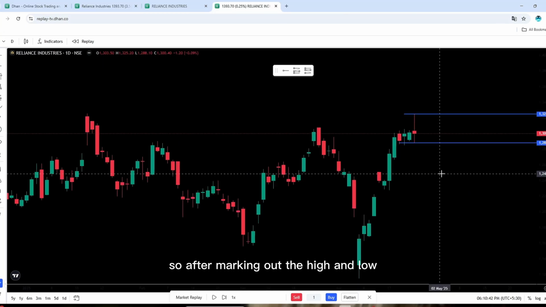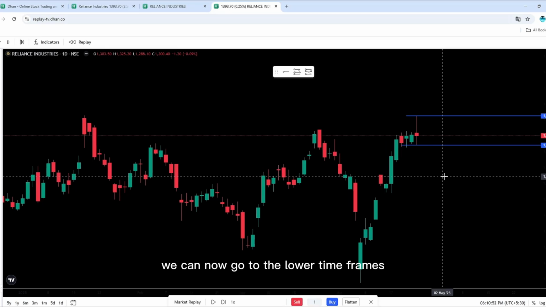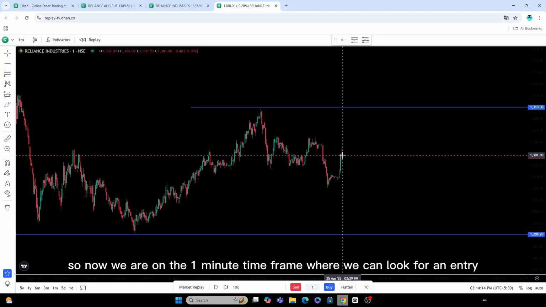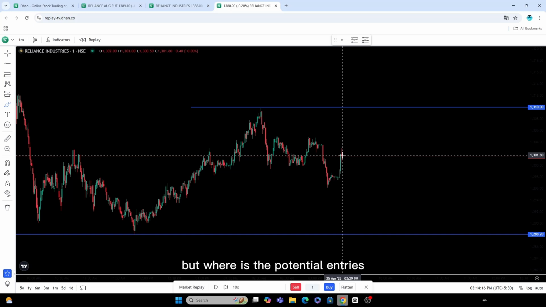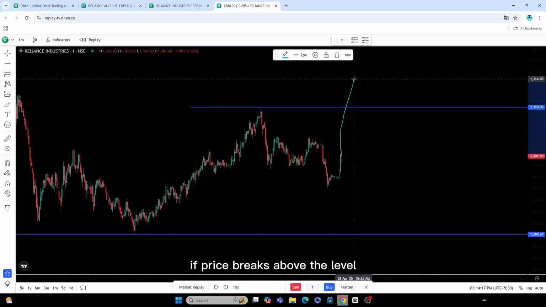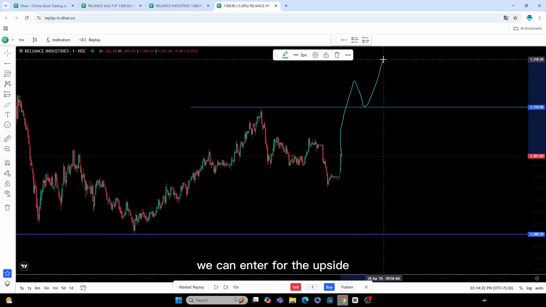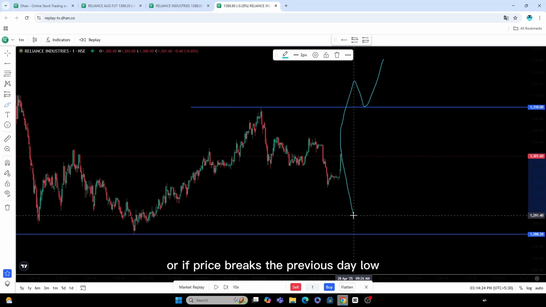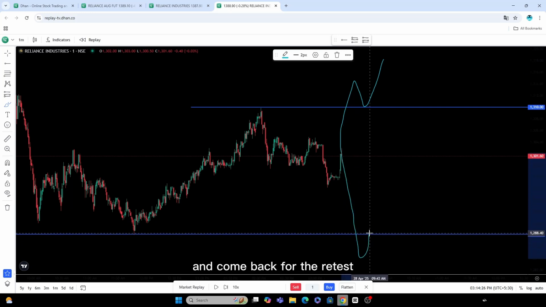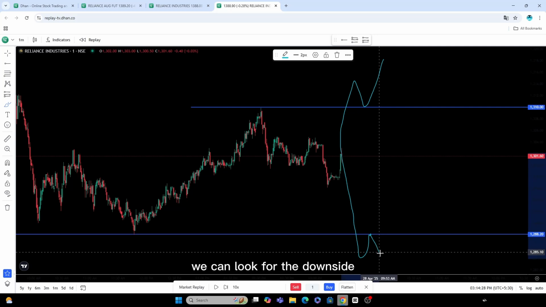So after marking out the high and low on the daily time frame, we can now go to the lower time frames. So now we are on the 1 minute time frame where we can look for an entry. But where are the potential entries we can get on these levels? If price breaks above the level and comes back to retest that level, we can enter for the upside. Or if price breaks the previous day low and comes back for the retest of the previous day low level, we can look for the downside.